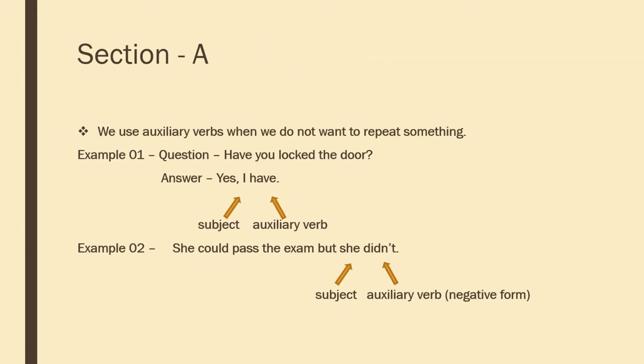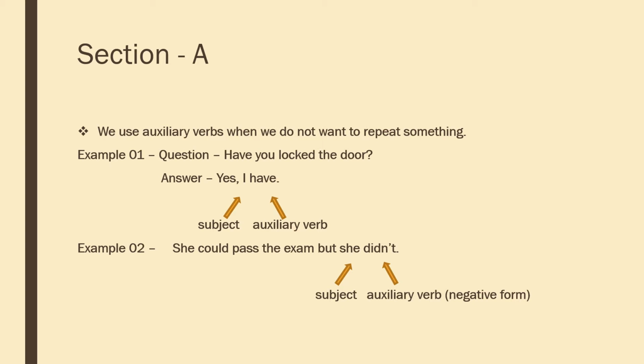Children, we use auxiliary verbs when we do not want to repeat something. The first example question is, have you locked the door? The answer is, yes, I have. In the answer, have is the auxiliary verb. Yes, I have refers to, yes, I have locked the door. Without repeating that, we can use only the subject and the auxiliary verb.